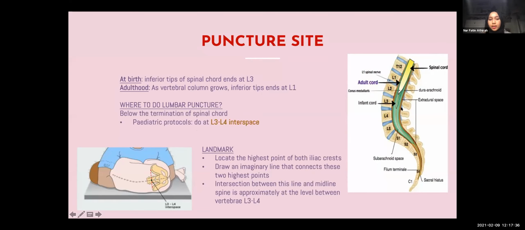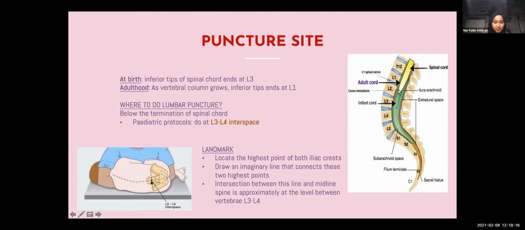So how do we know this L3 and L4? The landmark is what we first have to know. In this picture, at the left side, we have to know the surface anatomy first, and palpate and locate the highest point of both iliac crests, which is the posterior superior iliac crest. Then, if we have located it, draw an imaginary line that connects these two highest points, which is the red line here. The intersection between this line and the midline of the spine is approximately at the level between vertebrae L3 and L4. So this is the L3 to L4 interspace.